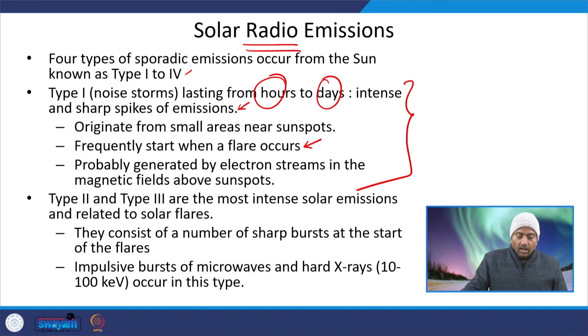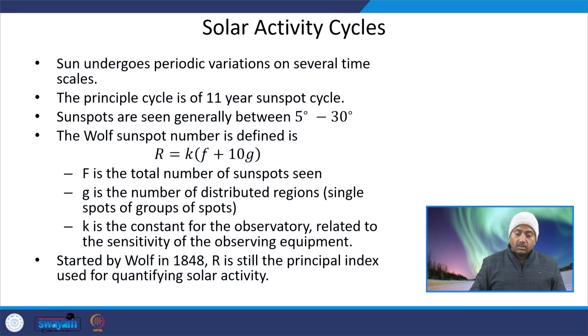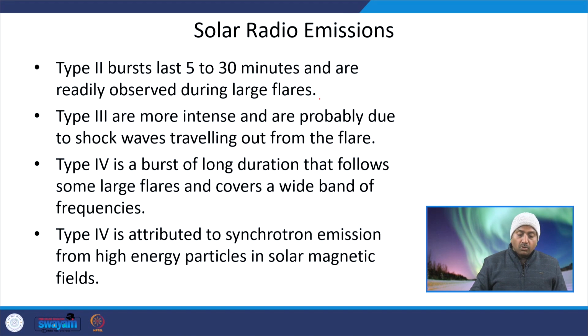Right? So, the type 2 and type 3 are the most intense solar emissions and are related to the solar flares. They consist of a number of sharp bursts at the start of the flares, and they also comprise impulsive bursts of microwave and hard X-rays up to 10 to 100 keV. Type 2 bursts are very short lived in comparison to type 1 bursts, which last from a few hours to a few days. The type 2 bursts can last 5 to 30 minutes and are readily observed during a solar flare. So all these are different phases of the solar flare itself.